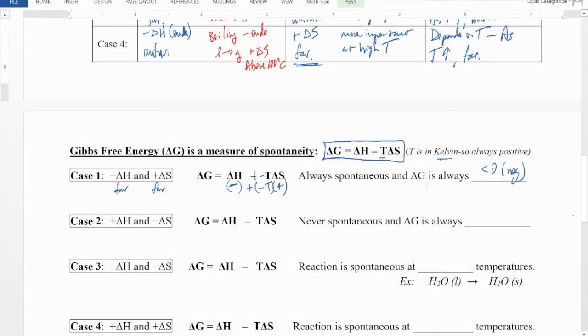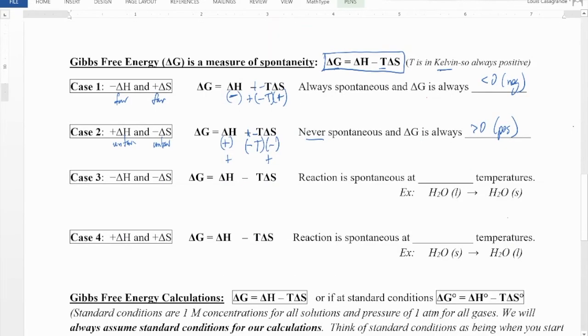In case 2, we had the opposite. We had both of those being unfavorable. So we have a positive delta H. That's not good because the delta G automatically is going to be starting with something that's not favorable. Let's put a plus and a minus here. We're going to subtract off the temperature times a negative delta S. So we have a positive plus a positive. This is never spontaneous because delta G is always greater than 0, or positive.